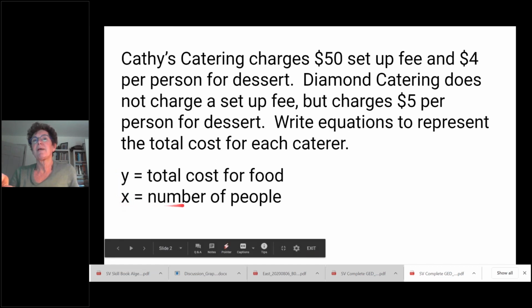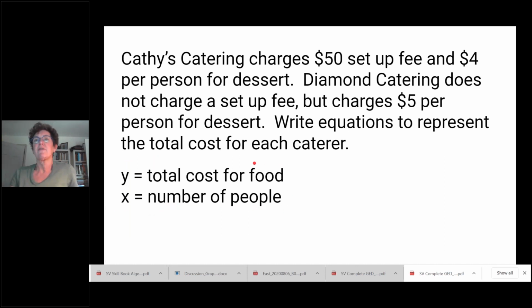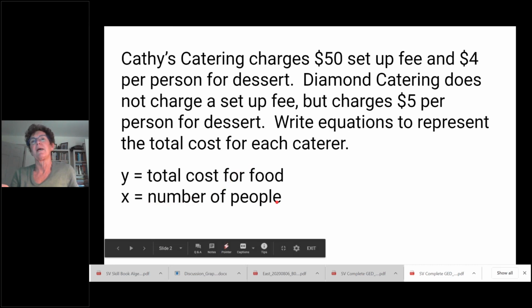So this piece right here is very important. It's called defining your variables. Because a lot of times when we get to the end of doing all this work, we have to remember, wait a minute, what did I call Y? What did I call X? So if you define your variables, write it down at the very beginning. When you get to the end, you'll remember what it is that you have.